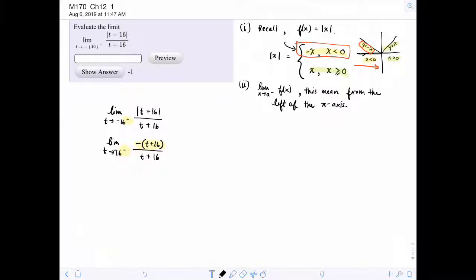Well, when I do that, what happens to the factor of t plus 16? It reduces out. So then I get the limit as t approaches -16 from the left of -1. And the limit of a constant is just the constant itself. And so that is why the answer is -1.